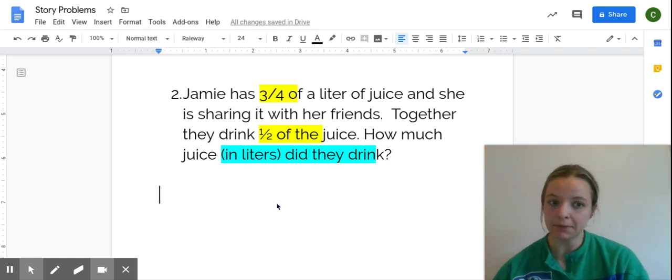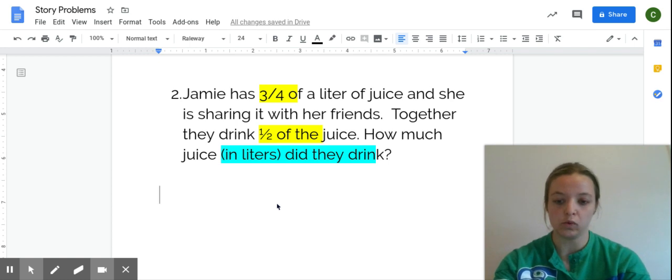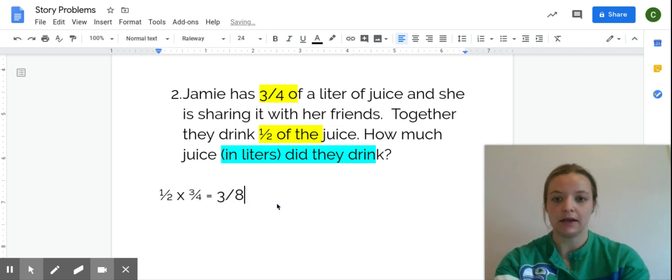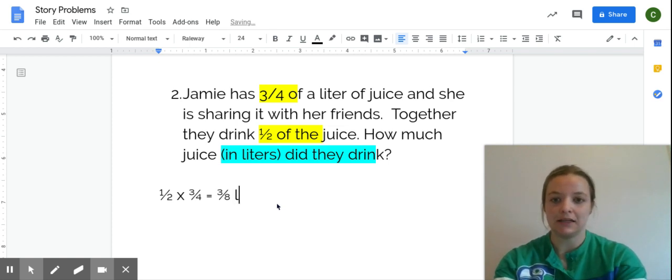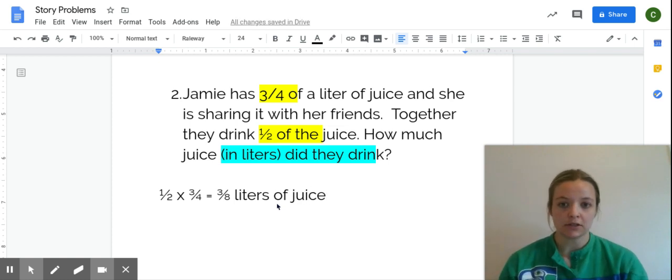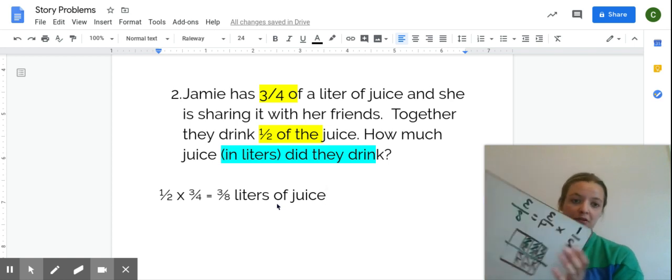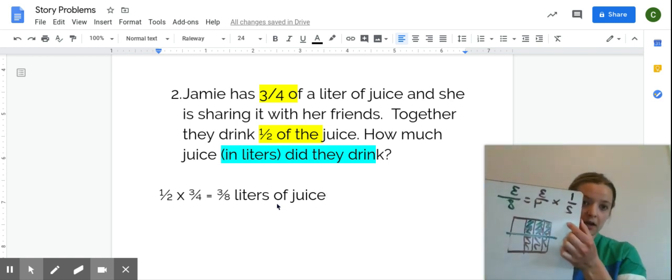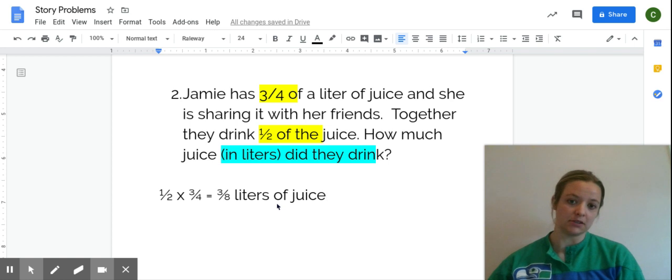Now I'm not just going to write my answer, I'm going to show my work and label it. So I have 1/2 times 3/4 equals 3/8 liters of juice. So I have my information, I've shown my work, and I copied it down. I would recommend you guys using a scratch piece of paper and then putting your work on the document.